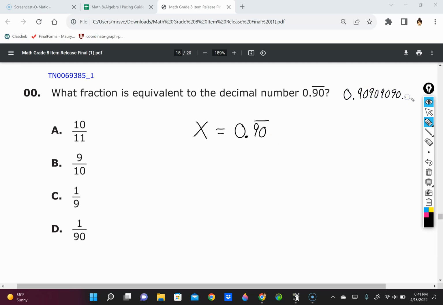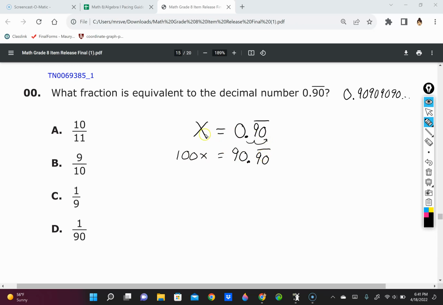0.90909090 and so forth. We are repeating in the 100th place value, so that tells me I'm going to multiply both sides by 100. If I was only repeating in the 10th place value, I would multiply both sides by 10. Remember the shortcut: when I multiply a decimal by 100, all I'm doing is moving the decimal to the right 2 places. So now that's going to give me 90.90 repeating. So all I did was multiply both sides by 100.